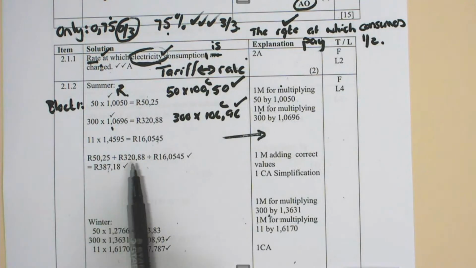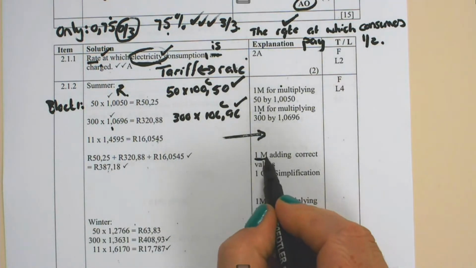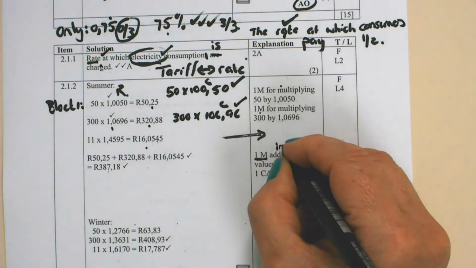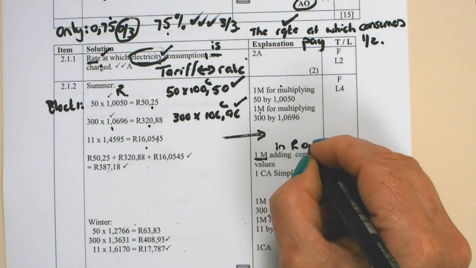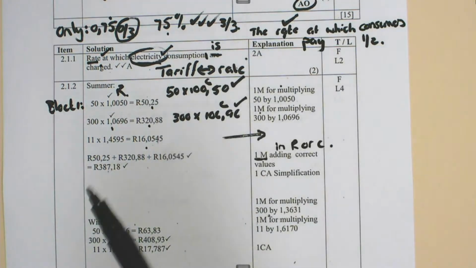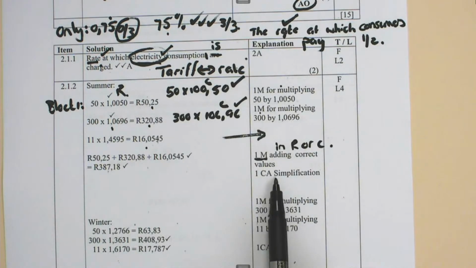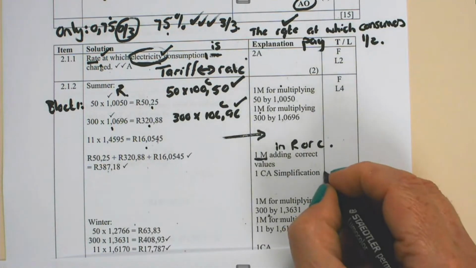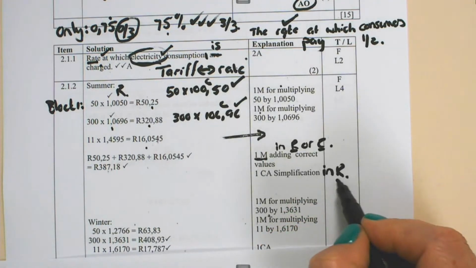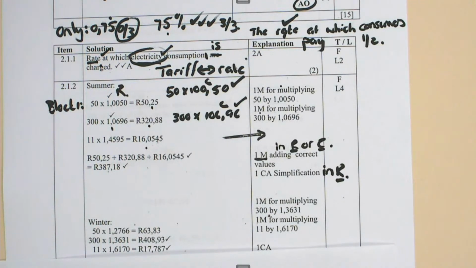Finally, the learner is going to add. So there's a mark for adding these values. You can give the mark whether they add in rand or in cent. Some learners only convert right at the end to rand, so please don't penalize them in the steps in between. And then for the correct simplification, it must now be given in rand. So here it can still be rand or cent, but here it can be given in rand.